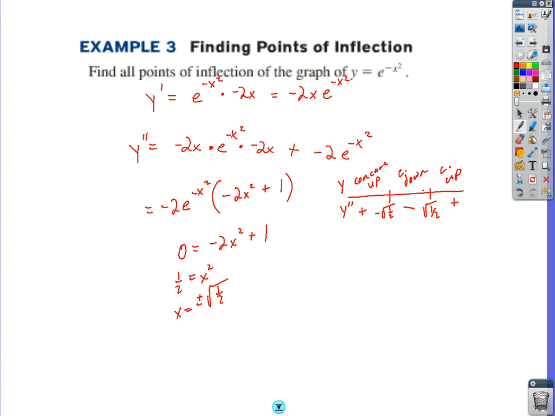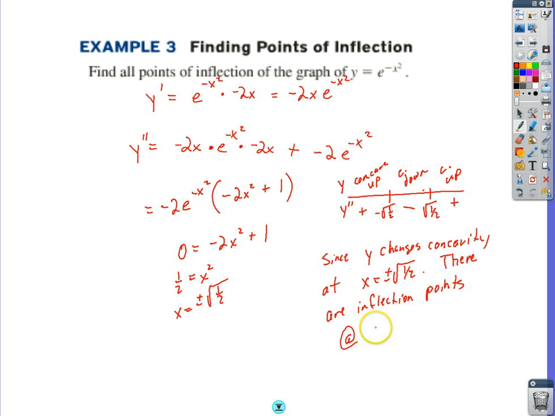So now I'm able to say that I do have inflection points, and my inflection points are located at plus or minus the square root of 1/2. You would say, since y changes concavity at x equals plus or minus the square root of 1/2, there are inflection points at x equal to plus or minus the square root of 1/2. Okay, and there's your solution.